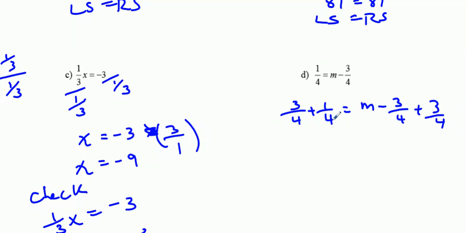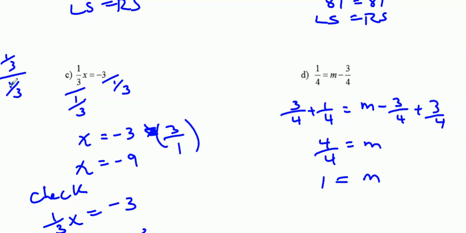3/4 plus 1/4, the common denominator is 4. I can add the tops then and keep the bottom the same, and that becomes 4/4. And when I subtract that, that becomes just m. And so I end up with m equals 1.